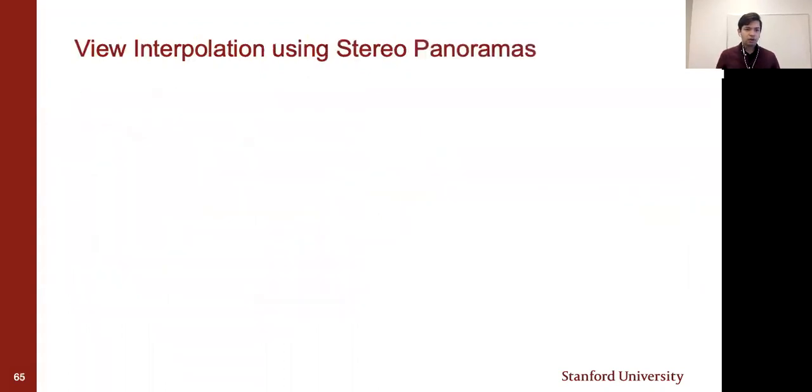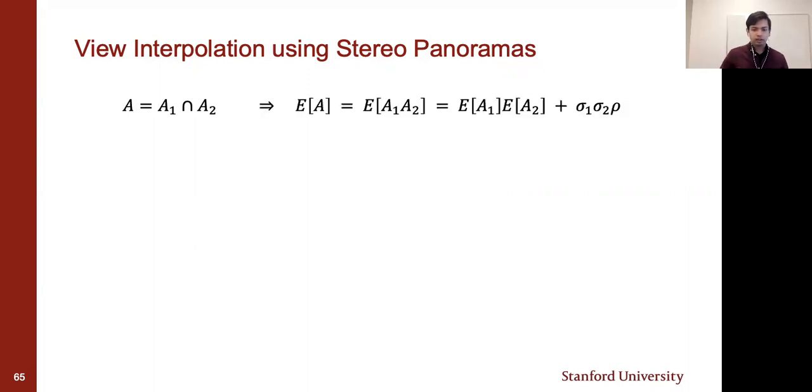Next, we would like to use this model for the case when we are synthesizing novel views using stereo panoramas. Let A be the indicator variable when we use both the left and the right panorama together, and A1 and A2 be the indicators when we use either only the left or only the right panorama. We know that we get a disocclusion hole in the final output only if we have a disocclusion hole in each of the two hypotheses. And this means that A is A1 intersection A2. And this allows us to write the expectation of A in terms of A1, A2, and the correlation between them.